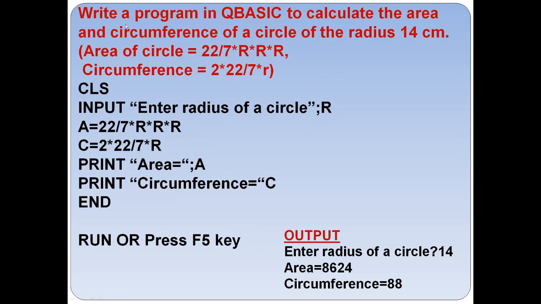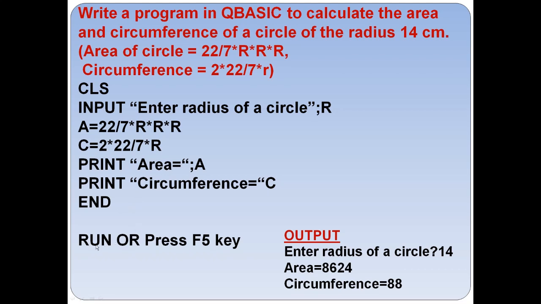Now the next question. Write a program in QBasic to calculate the area and circumference of a circle of radius 14 cm. The area of a circle is this and the circumference of a circle is this. So CLS, input, enter radius of a circle. We will enter the radius of the circle in the form of r. Then we will write the formulas. Area formula is 22 upon 7 multiply r multiply r. Then circumference is equal to 2 multiply 22 upon 7 multiply r. Then print area. After putting this formula, the area will come and will be stored in A. Print circumference, it will be stored in C.